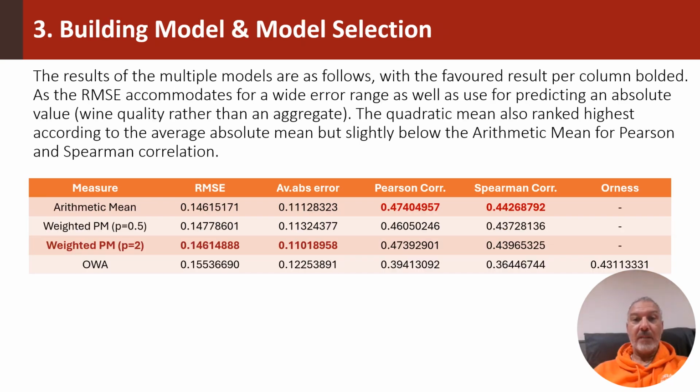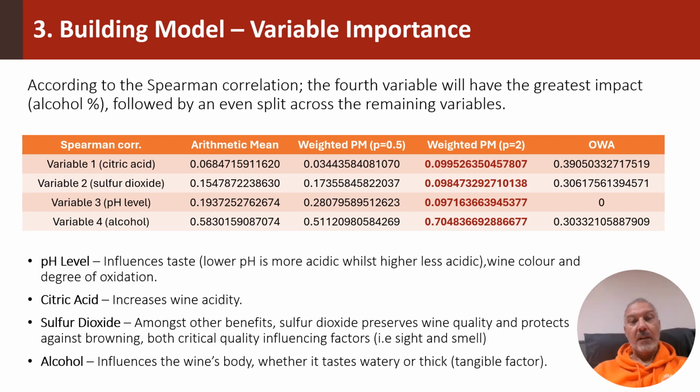Overall, the quadratic mean model ranked best across most of the measures, with the lowest RMSE score, which was the deciding factor, given it accommodates a wide error range as well as being able to predict an absolute value. In terms of variable weights and importance, for the quadratic mean model, X4 had the highest importance at 70.4% amongst all variables.